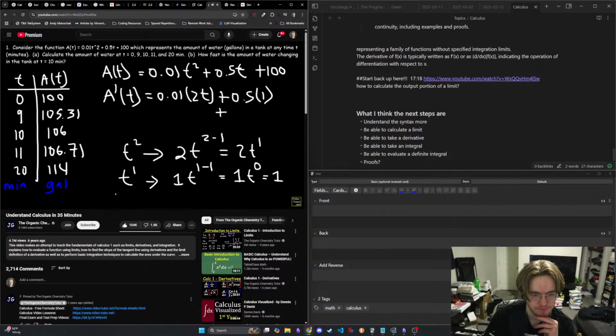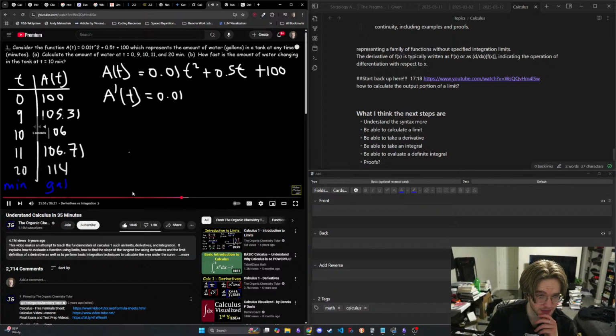Now what about the derivative of a constant, like 100? The derivative of any constant is 0. So this is something interesting. A prime of t. We have this function here, and when we're taking the derivative, we're taking the derivative of each component of the function.